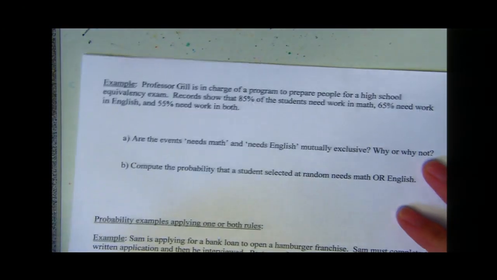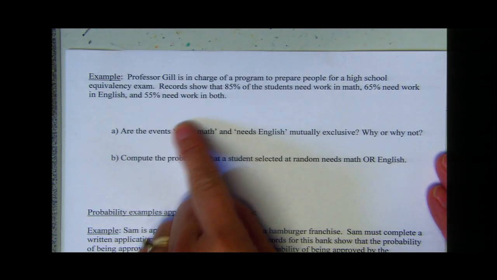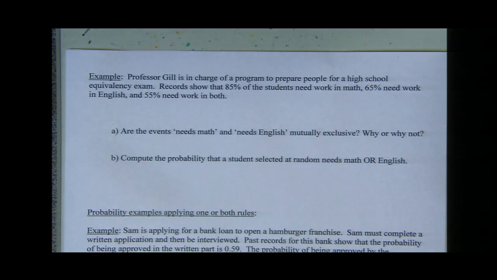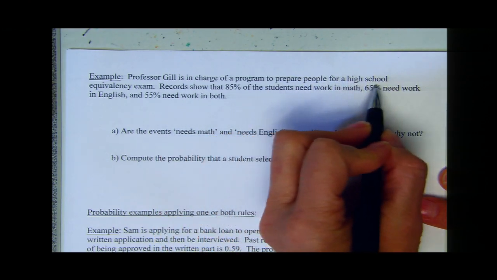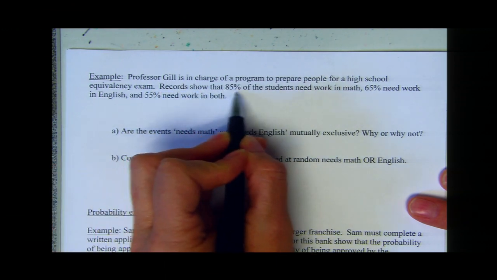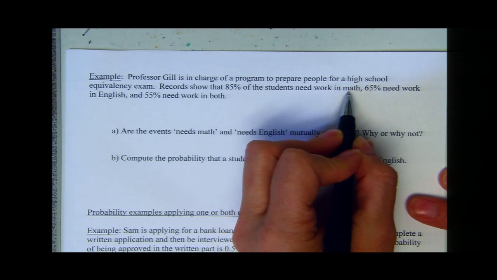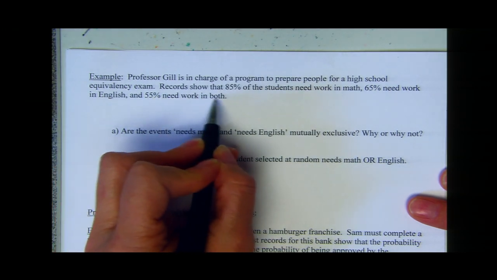All right, so let's apply some of that information, but in problems like this. Now, when you're dealing with probabilities, and we're getting ready to read through this, in the problem they give us probability definitions. So you need to always be sure that you take the time to write down and define the probabilities that are given. That will make your life a whole lot easier. Professor Gill is in charge of a program to prepare people for a high school equivalency exam. Records show that 85% of the students need work in math, 65% need work in English, and 55% need work in both.